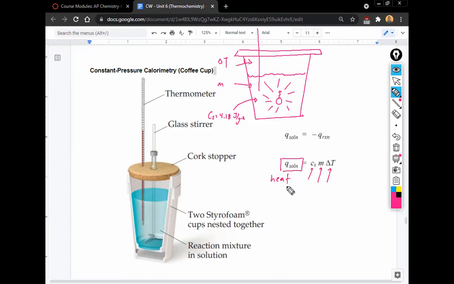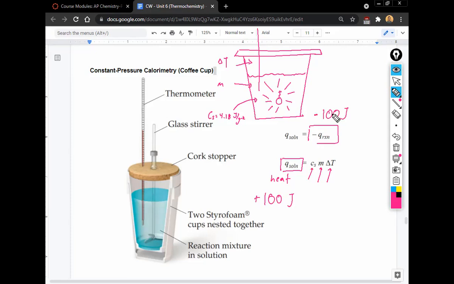Does that make sense? Now, we can also use a little bit of reasoning to figure out that the heat that goes in the water is the same as the heat that came out of the reaction, right? Because when the bomb blows up, all the energy goes into the water. So if the water absorbed 100 joules of heat, that means the reaction, the bomb, gave 100 joules of heat to the water. It's the same amount. The only difference is for the water, it's positive heat because it absorbs heat, whereas for the bomb or the reaction, it's going to be negative heat. It'll release the heat. Does that make sense?